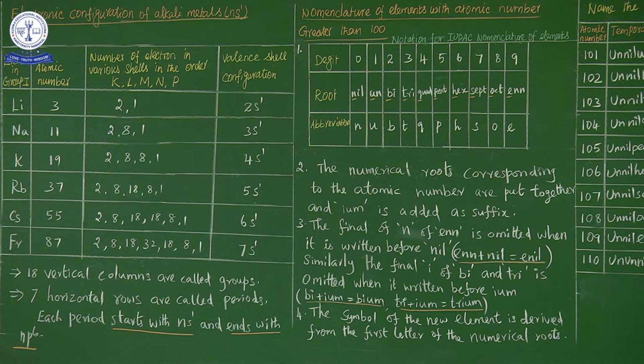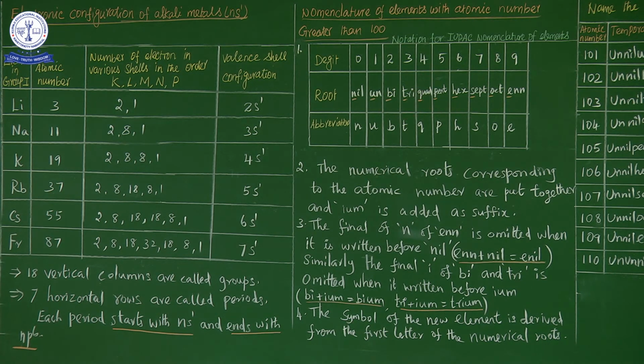So the digits 0, 1, 2, 3, 4, 5, 6, 7, 8, 9. The numerical values இருக்கும்போது அதோட root word என்னவா இருக்கும்? So 0வா இருந்ததுன்னா we give the name as nil. 0வா இருந்தால் அதுக்கு என்ன நேம் கொடுக்கலாம்? Nil அப்படின்னு கொடுக்கலாம். If it is a 1, un. 2 அப்படின்னா bi. 3, tri.